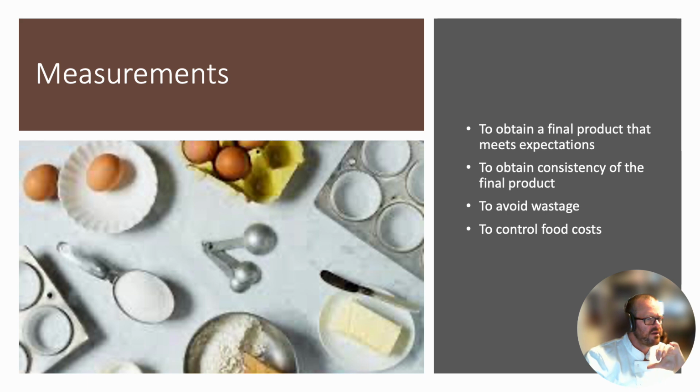Measurements. So scaling and measurements are important factors when working with cakes, pastries, and breads. It really is scientific, and if you want the same outcome every time, consistency is the key. Until you're a master pastry chef or baker, you should not be changing measurements, right? So the reason we measure things is to obtain a final product that meets expectations, for consistency, to avoid wastage, and to control food costs. Right, pretty basic stuff.